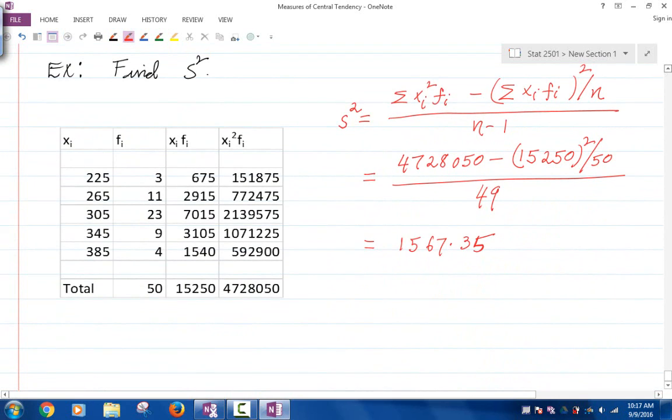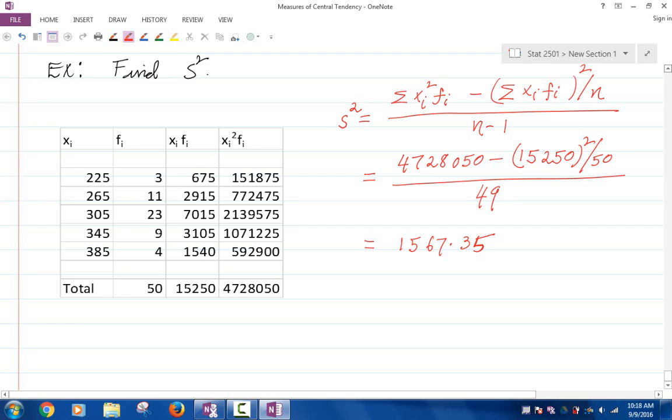In my table, the first column gives you the distinct observations: 225, 265, 305, 345, 385. The second column gives you the frequencies of these observations. So the frequency of 225 is 3, the frequency of 265 is 11, and so on. What does that mean? It means that 225 repeats 3 times, or 225 appears in the data 3 times. So those are the frequencies.